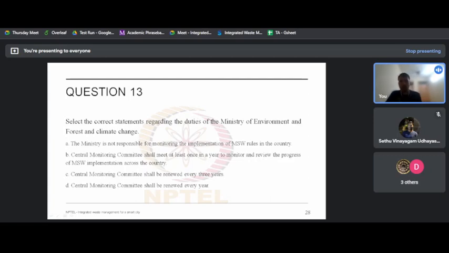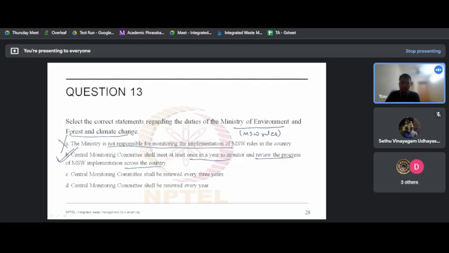So here we are talking about the duties of the Ministry of Environment and Forest and Climate Change. So MSW rules come under the Ministry of Environment only. So environmental issues. So it is not responsible for monitoring the implementation? This is wrong. They are responsible. So option A can be eliminated. Then we have Central Monitoring Committee shall meet at least once in a year to monitor and review the progress of implementation across the country. So this is correct. They do meet once a year for reviewing the progress in different parts of the country, what projects got implemented and what is the present status.